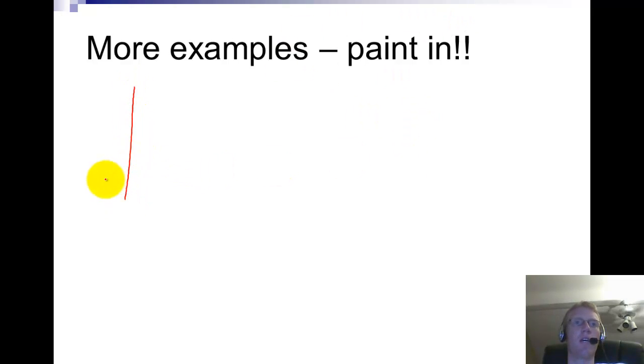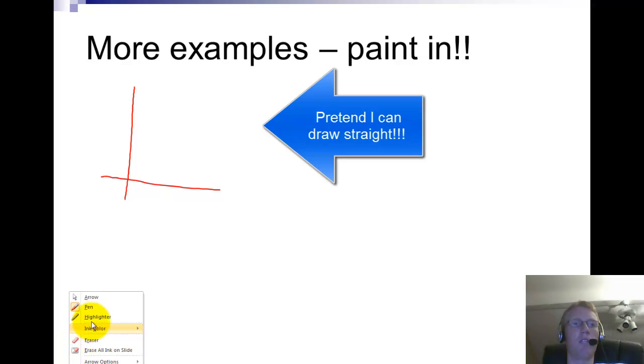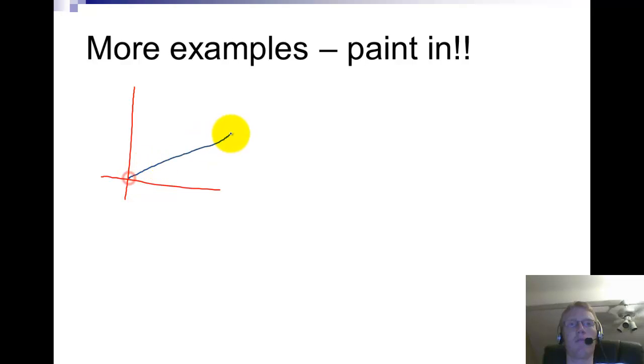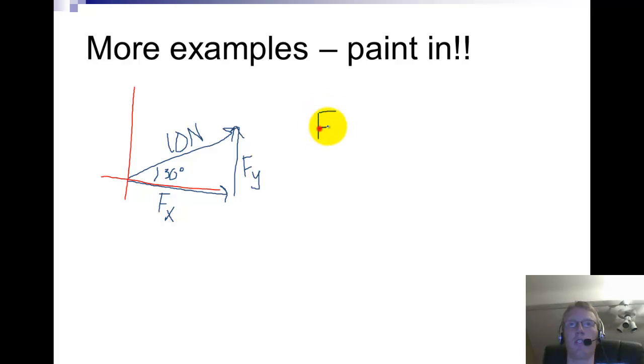All right, let me give some examples here. Suppose you have a 30-degree angle, and suppose this is 10 newtons. So it's a force coming off at an angle, and you want to break it into its x and y components. Let's call this F sub x and this F sub y. So this is the y component of the force, the vertical part, and this is the x component of the force. And we're going to jump straight to our shortcuts here.